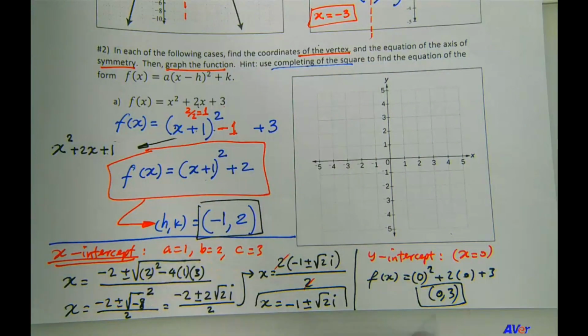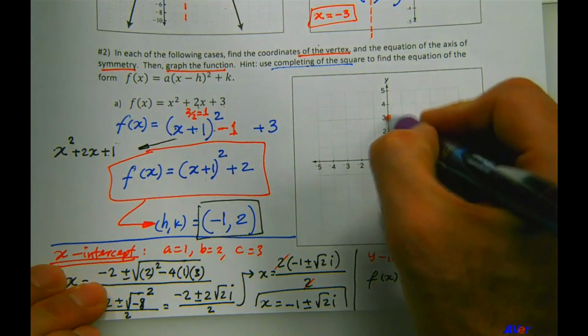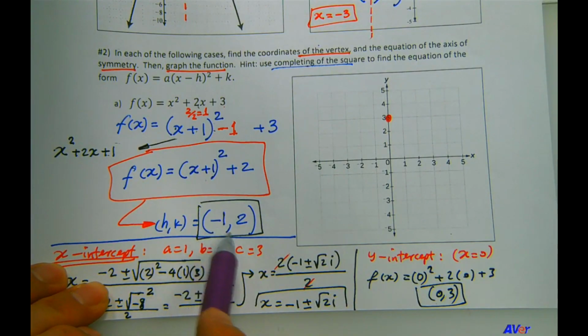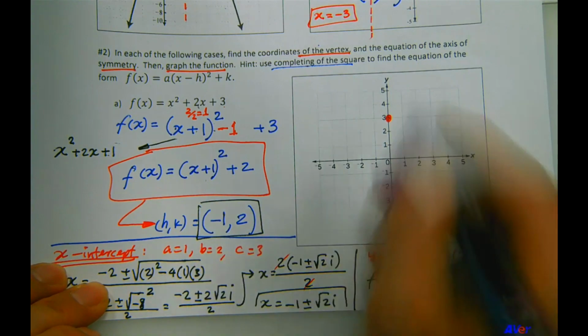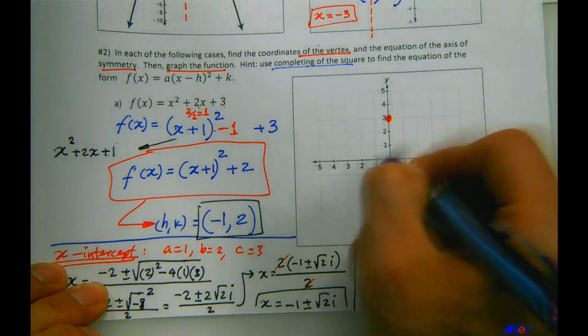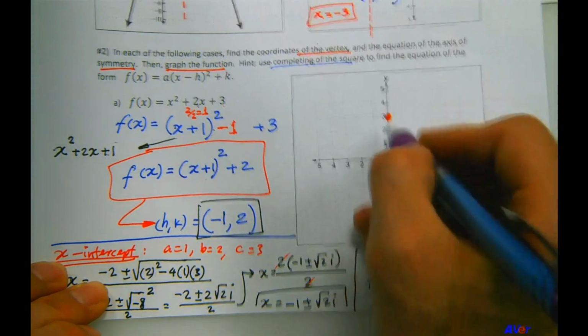So the y-intercept is there, 0, 3, right? 0, 3 would be that. Where is the vertex? The vertex is -1, 2. So -1 and comma 2. So that would be right there.